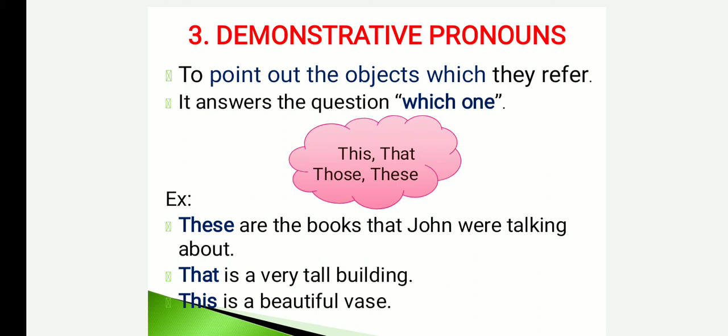That is a very tall building. So that represents that the building is far away from the speaker and he is pointing at a building which is far away from him. This is a beautiful vase. So I'm just pointing out the vase which is near to me. My mother gave me those toys. I'm thinking about the toys which are near to me by saying that those toys were given to me by my mother. So those toys represent plural things that are near to me.